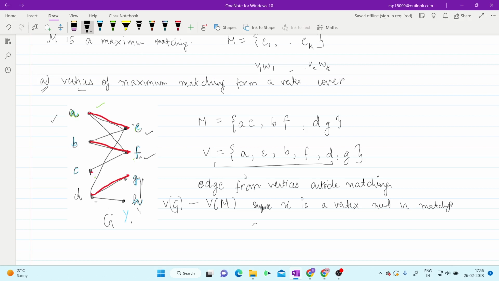and suppose XY is an edge. Since X is a vertex not in the matching and XY is an edge, this edge is not a matched edge. But is it possible that this Y does not belong to the matching set?